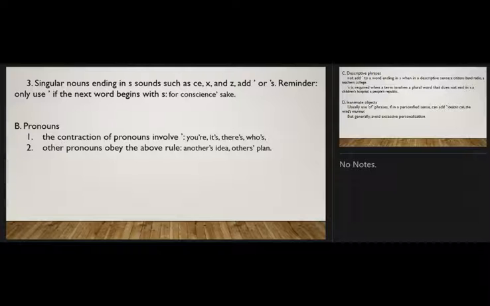Second, when it is used with pronouns. First, the contraction of pronouns involves an apostrophe, like you're, it's, they're, who's. Second, other pronouns obey the above rule, like another's idea, others' plan.